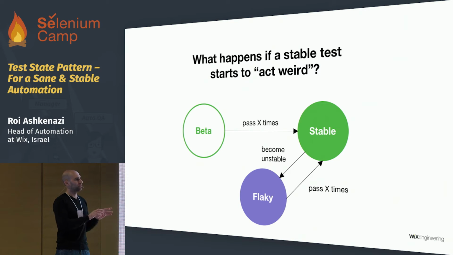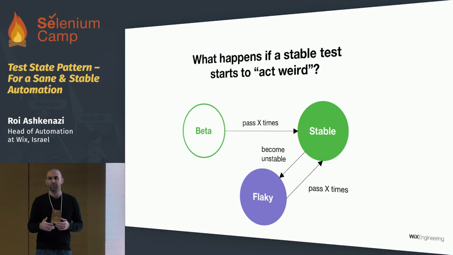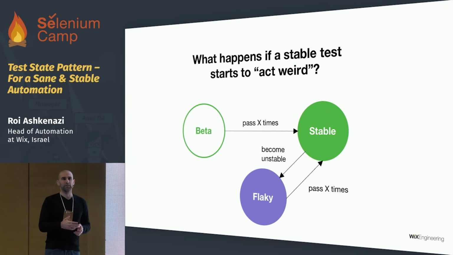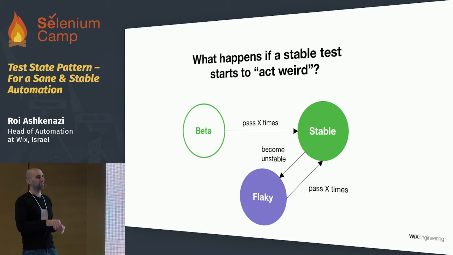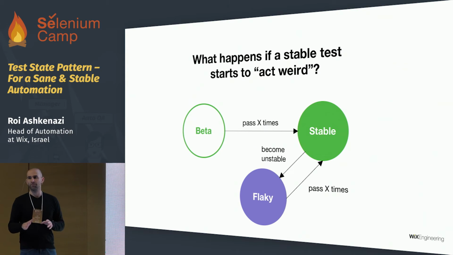And again, those tests which go to flaky will continue to run on the side. And if they are OK and stable again, they will go to stable. Our system always monitors everything and will change every test to its appropriate state. So this is like the main pattern, or the core of the pattern.